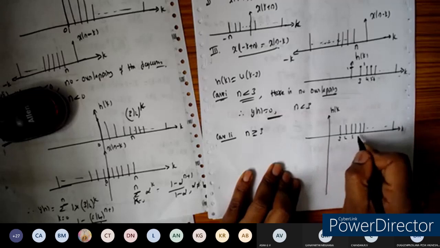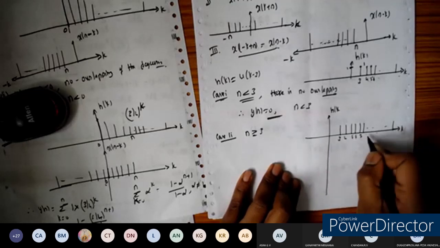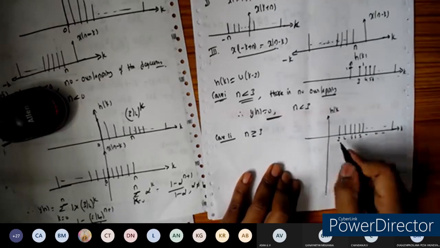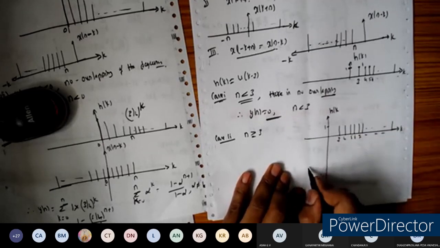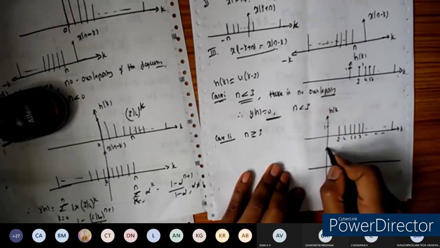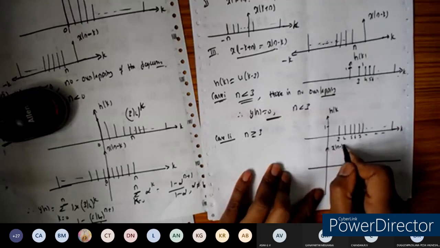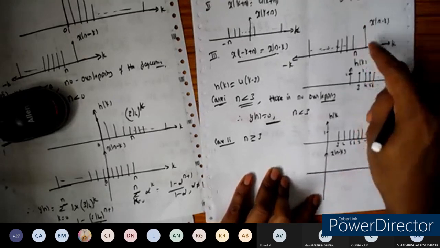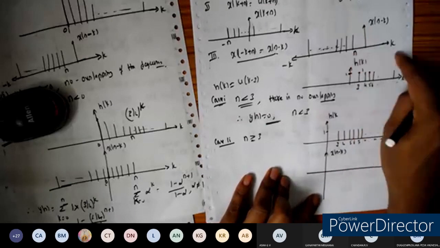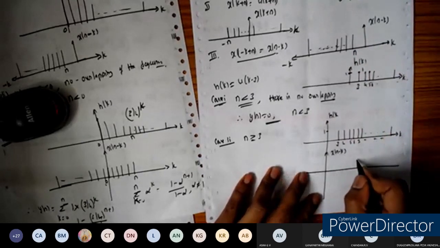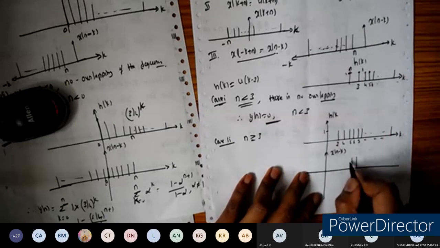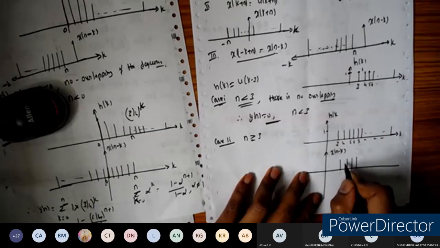So this is 3, 4, 5, 6, 7, like this it will go. It is going to start from 3, so the corresponding amplitude is 1. Next, I'm going to plot x of n minus k. X of n minus k means this signal will be shifted towards the right side by n units. When I shift by n units, the waveform will be something like this.